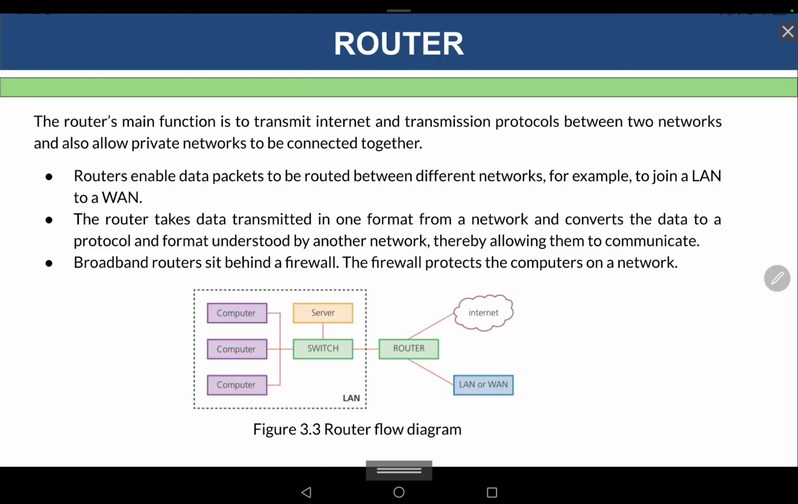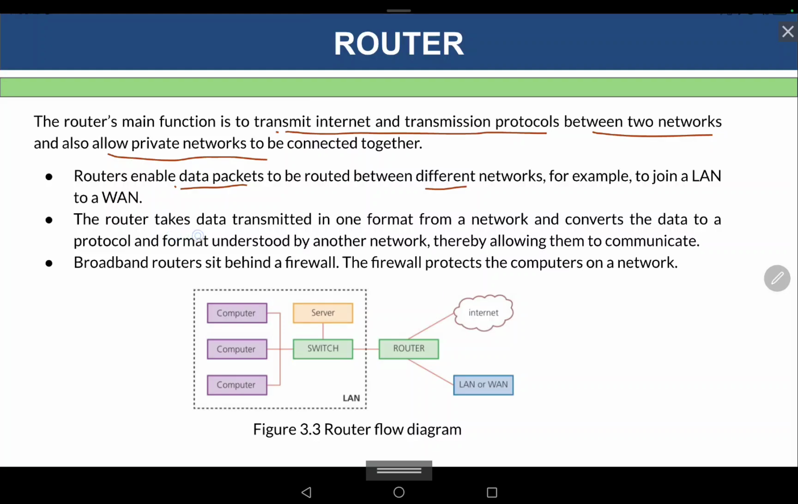Now let's look at the router. So the main function of a router is to transmit internet and transmission protocols between two networks and also allow private networks to be connected. So basically, the router is the device that connects two networks together. For example, your home network to the internet. Now, the router enables data packets to be routed between different networks. So the router routes data packets to their correct destination.